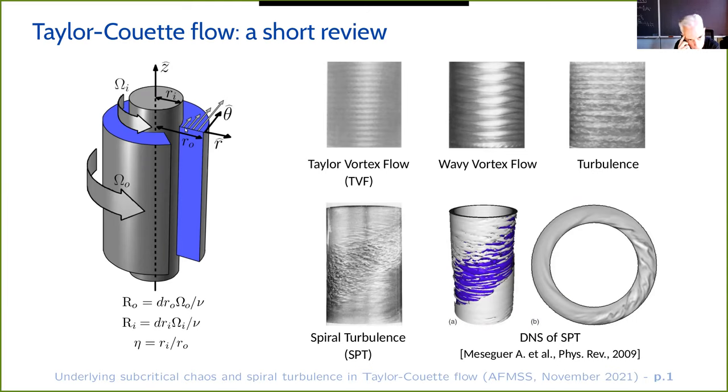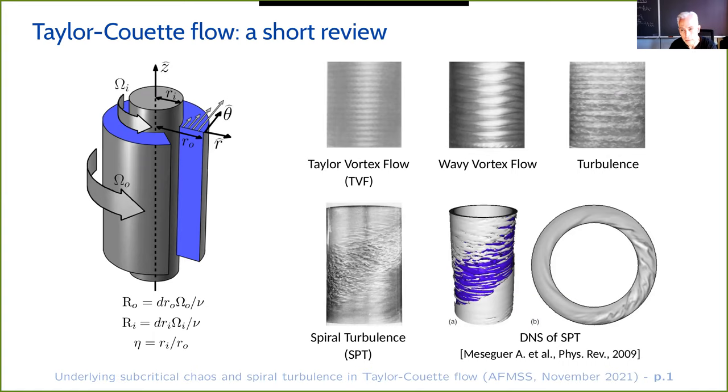Probably you have already seen in many fluid mechanics books the kind of patterns that may appear in this problem, where apart from the classical circular Couette flow, you may have Taylor vortices, which are these toroidal structures that have a very specific axial periodicity. For example, if you increase the speed of the inner cylinder and you keep the outer cylinder at rest, you may have this wavy vortex flow, which are rotating waves in the azimuthal direction. And if you keep increasing the speed of the inner cylinder, you eventually obtain this kind of turbulence that still has some traces of the original Taylor vortices.